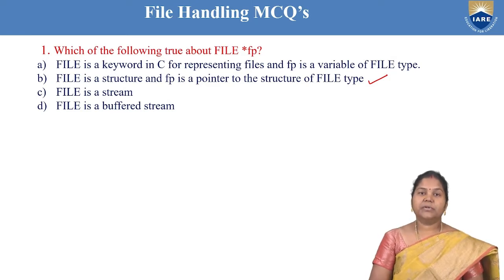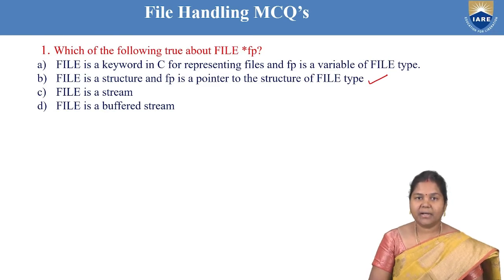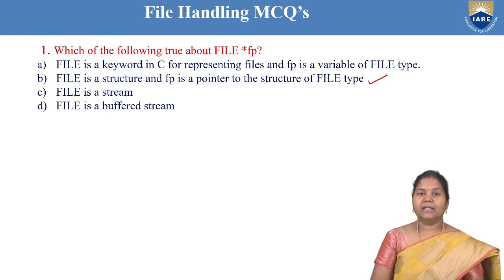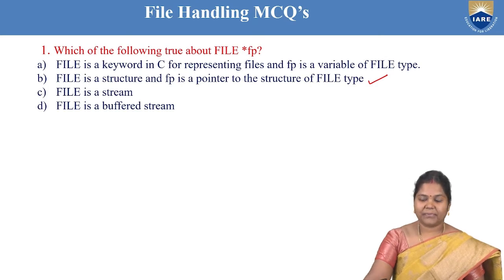Because FILE is a built-in structure which records a number of pieces of information related to the file. That is, at what time the file is opened, in which mode it is opened, who is the creator of the file, what is the last operation we have done. A number of pieces of information related to the file automatically get stored in the FILE structure. Now, always if you want to access the file, fp is a pointer to the structure of FILE type. So, the answer B is the correct one.